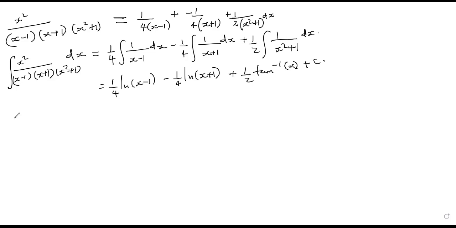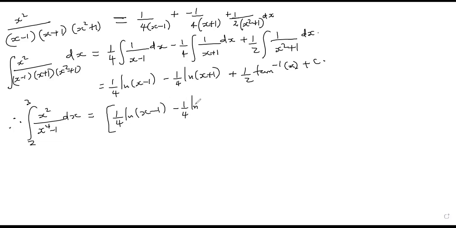But they have given us limits. Therefore, the integral from 2 to 3 of x squared over x power 4 minus 1 dx is going to be equaling to, just substituting the limits, a quarter ln x minus 1 minus a quarter ln x plus 1 plus a half tan inverse of x from 2 up to 3.